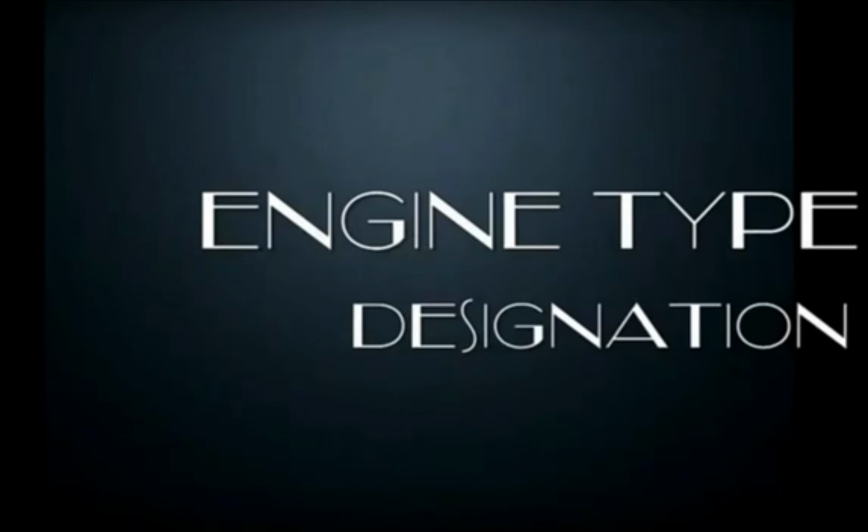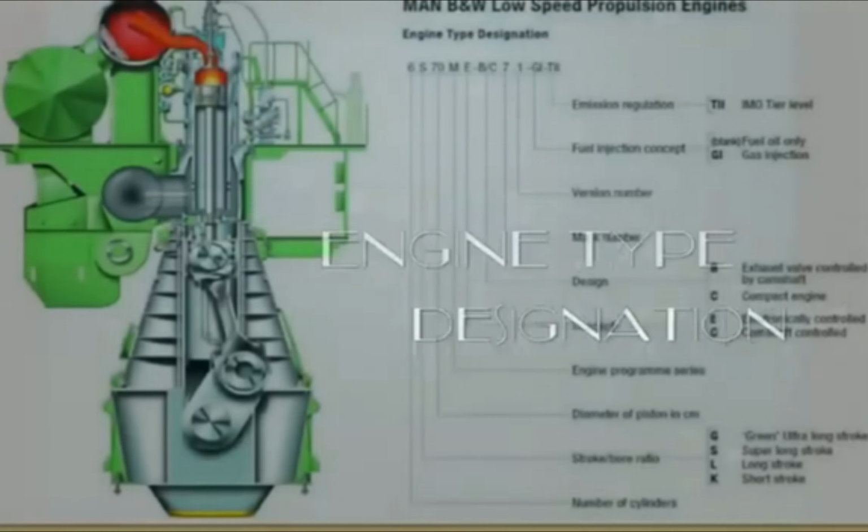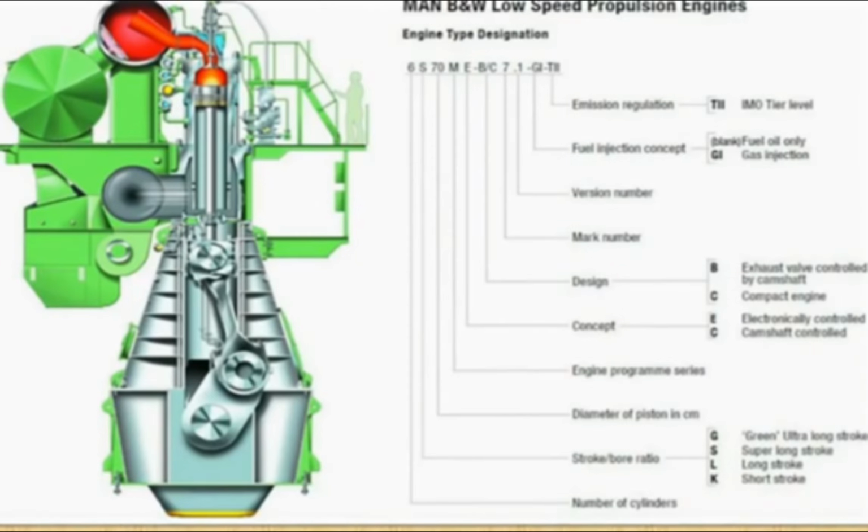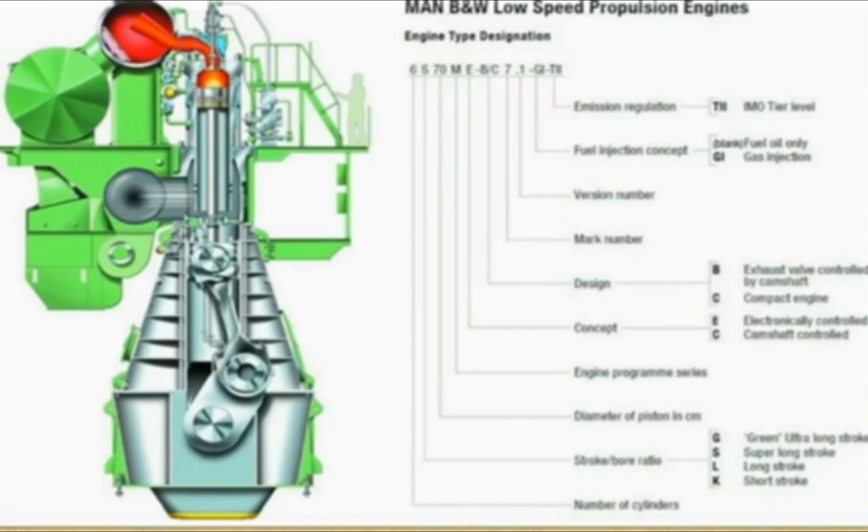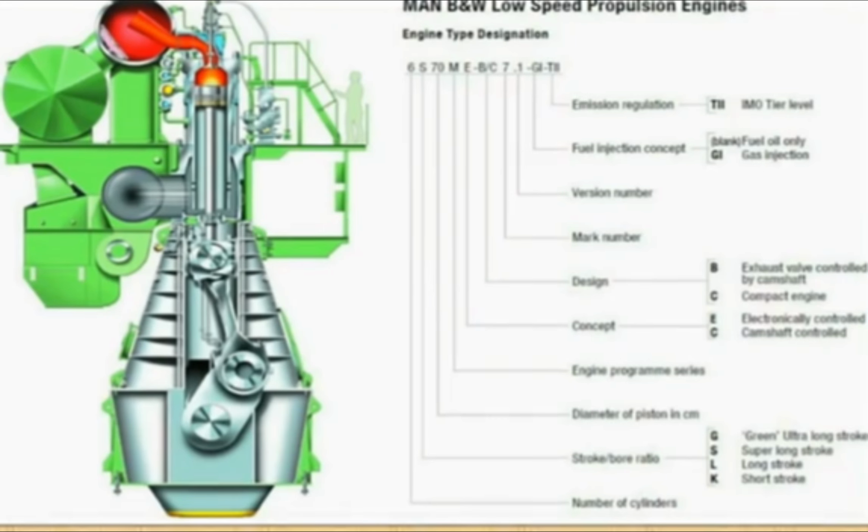Next is engine type designation. This slide I am giving for your reference, and the details are given about the letters in the model designation, and ours is MEB, that is, exhaust valve controlled by camshaft.